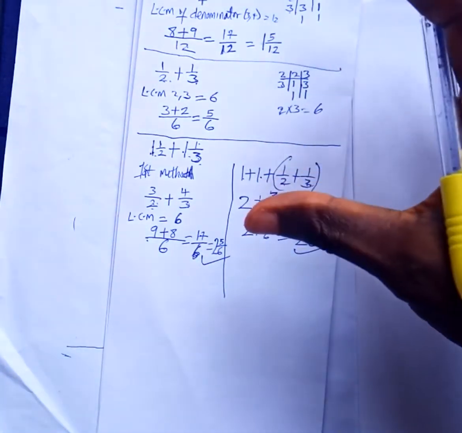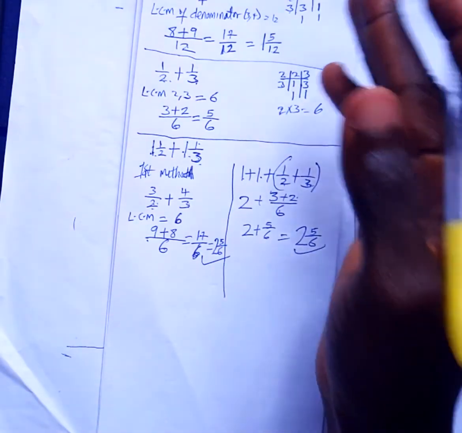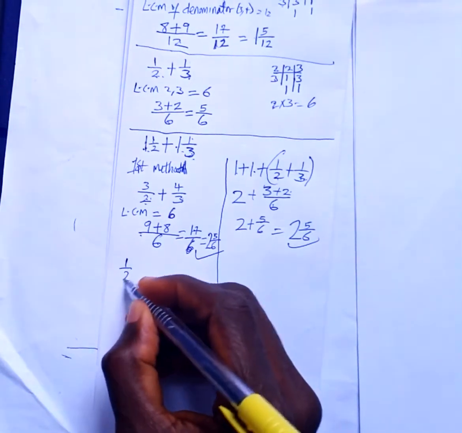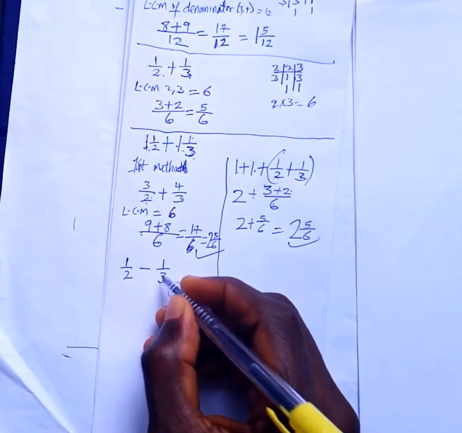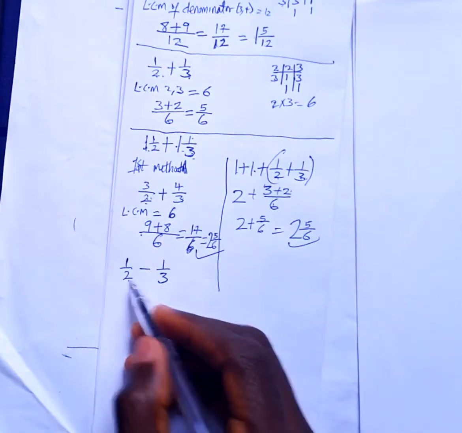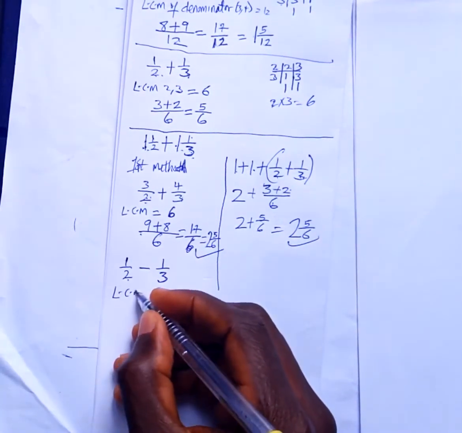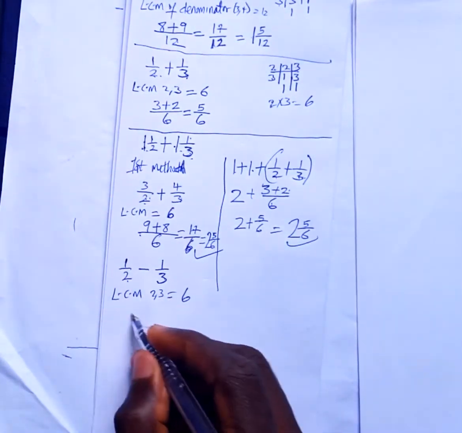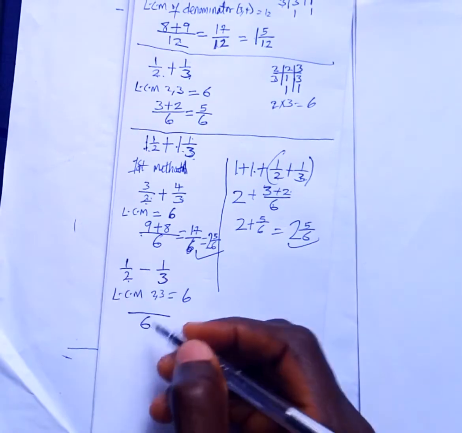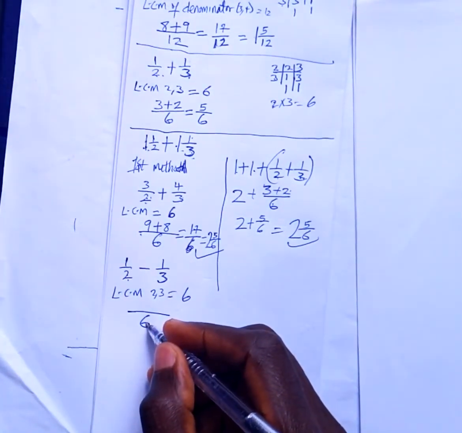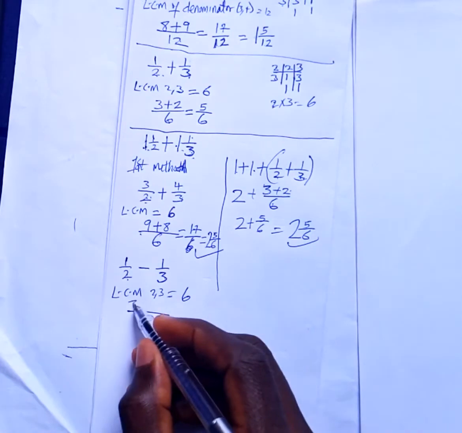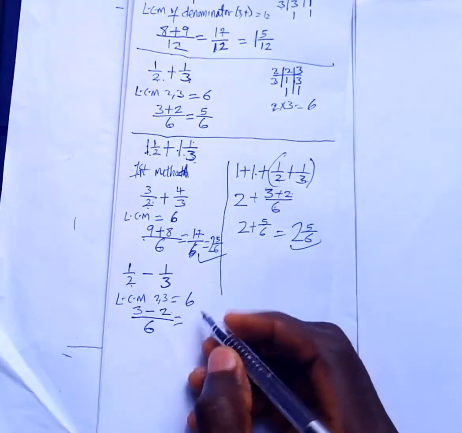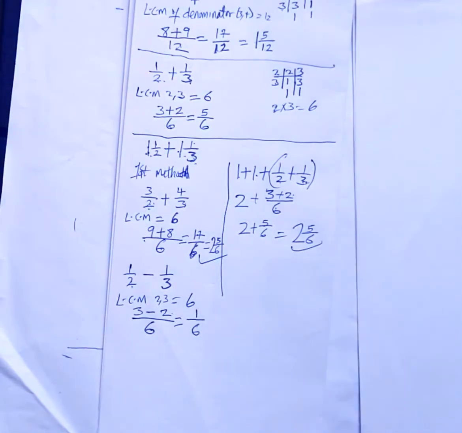The same method you use for addition, use it for subtraction also. When you have 1 over 2 minus 1 over 3, find the LCM. The LCM of 2 and 3, we said, is what? 6. So if we find the LCM, we have 6. 2 in 6, 3. 3 times 1, 3. Minus 3 in 6, 2. 2 times 1, 2. So 3 minus 2 is 1. 1 over 6. The same method.